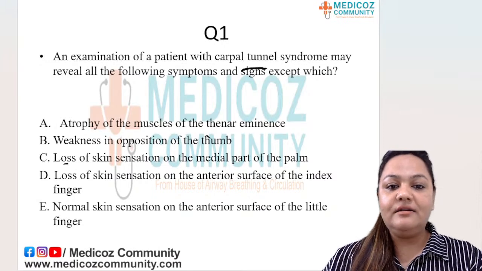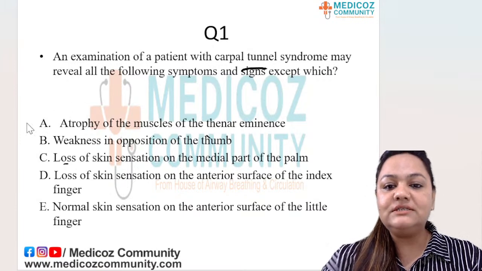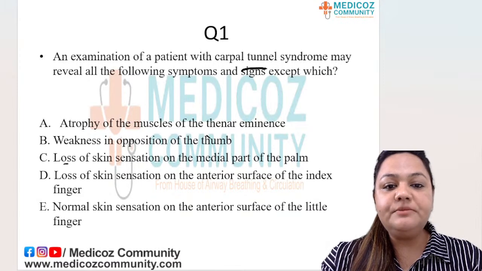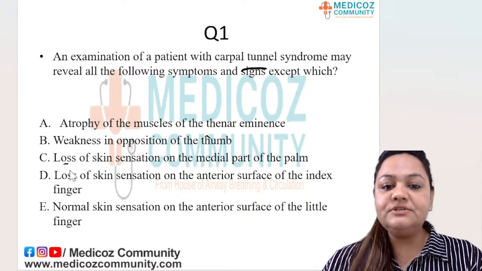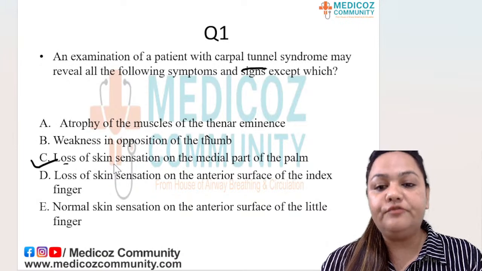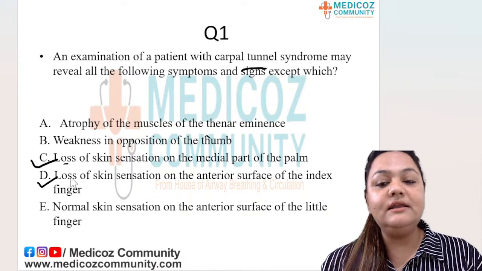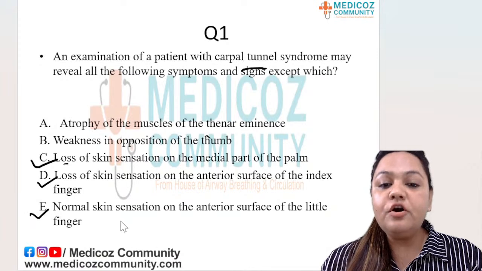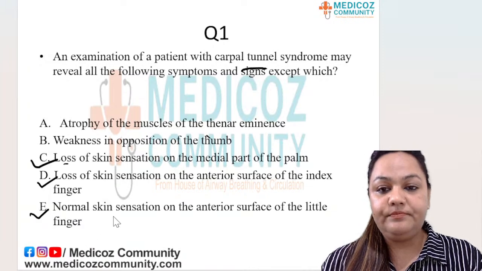And the options are: option A, atrophy of a muscle in the thenar eminence. Option B is weakness in the opposition of the thumb. Option C is loss of skin sensation on the anterior part of the palm. Option D, loss of skin sensation on the anterior surface of the index finger. And option E, normal skin sensation on the anterior surface of the little finger.